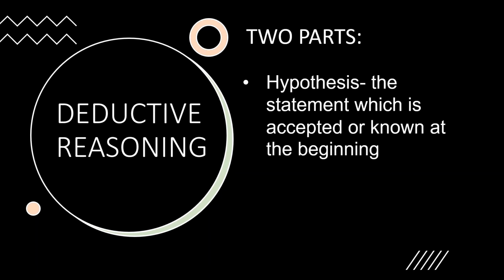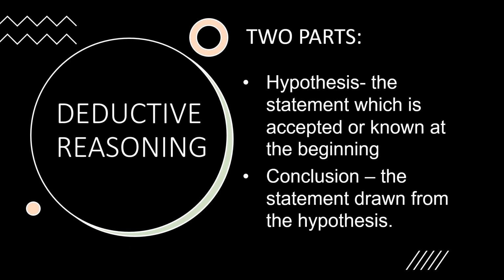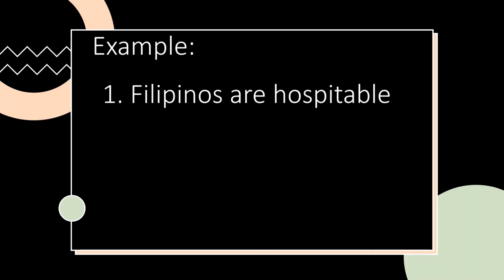So, deductive reasoning has two parts. The first part is what we call the hypothesis. The hypothesis is the statement which is accepted or known at the beginning. Okay, then we have the second one, conclusion, the statement drawn from the hypothesis. So, hypothesis, ito na yung statement natin which is our basis for the conclusion.